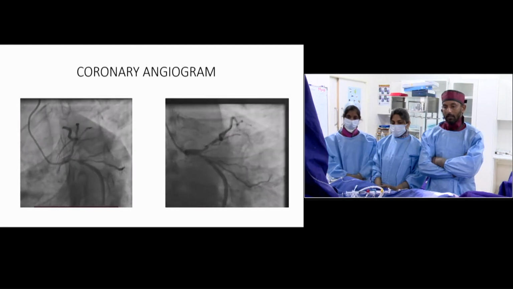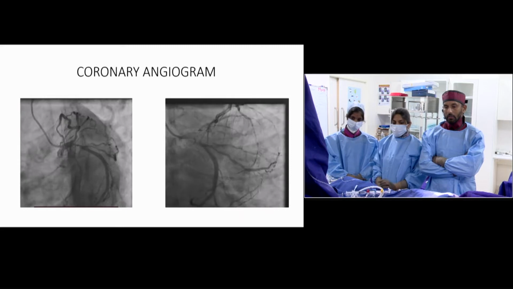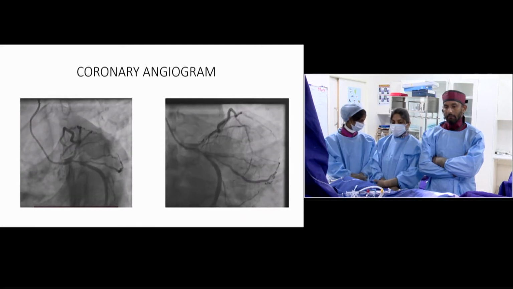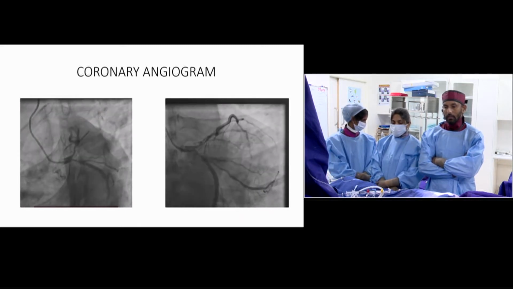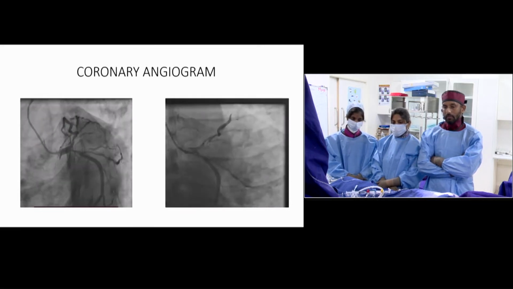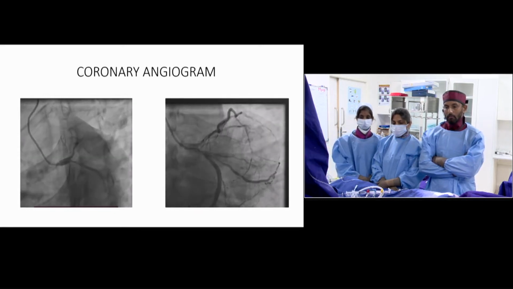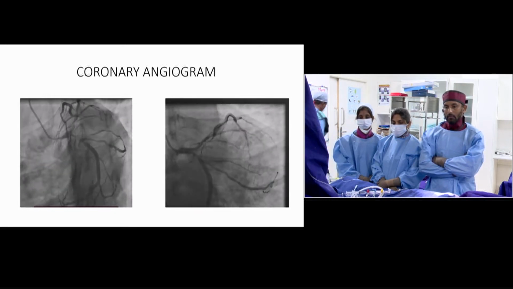On the left-hand panel is the LAO caudal view, which is a spider view, showing that the left main seems to be reasonably okay. But there is significant disease involving the ostium of the left circumflex artery, and the LAD ostium is also involved with stenosis of around 70%.